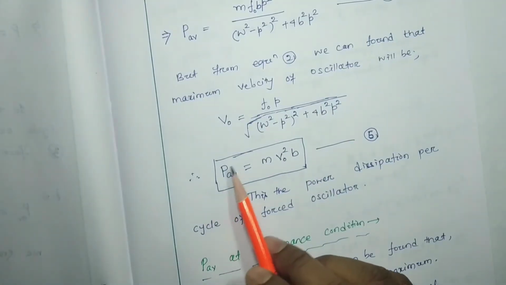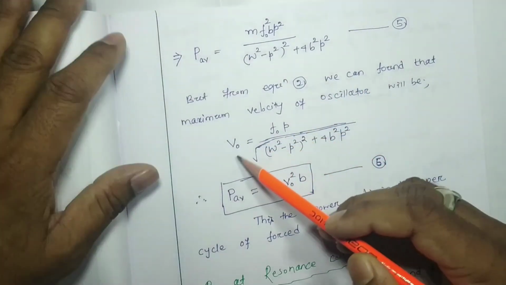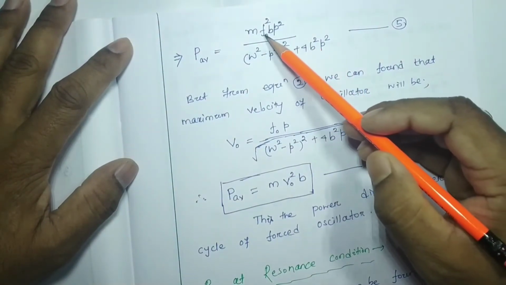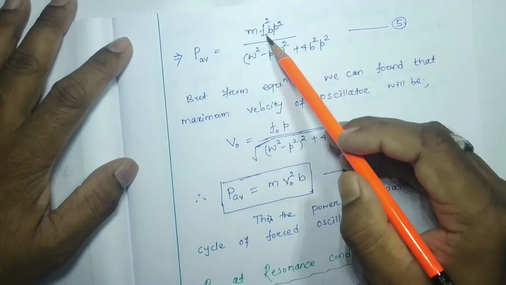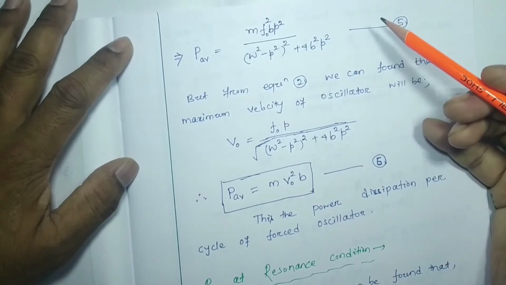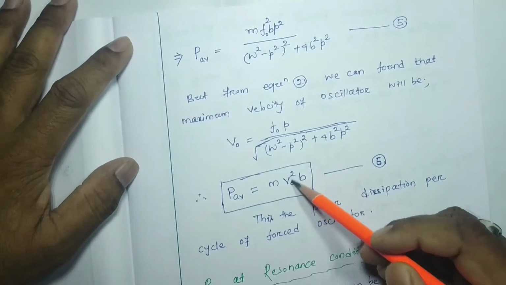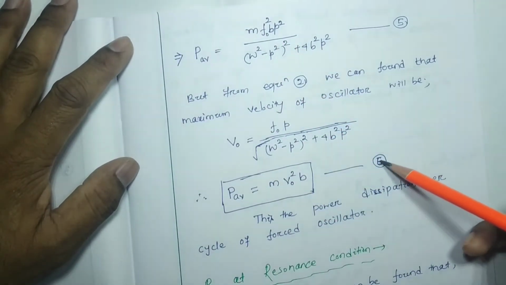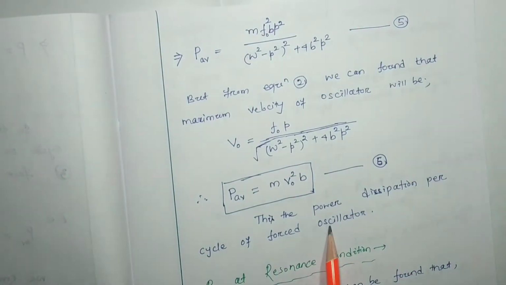So P average can be written as... V0 equal to f0 p by root over of this one. So here f0 square p square by this much can be written as V0 square. So P average will be m into V0 square into b. Let it be equation number 6. This is the power dissipation per cycle for a forced oscillator.